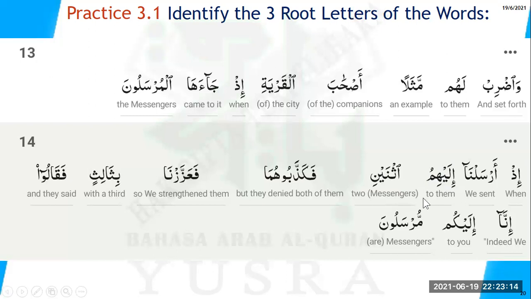Right. Now we have isnaini. Isnaini is a noun. It's a normal noun. So it means two. Two messengers. Right. And how do we know it's a noun there? With a kasra. The last letter is a kasra. Oh, okay. Isnaini.